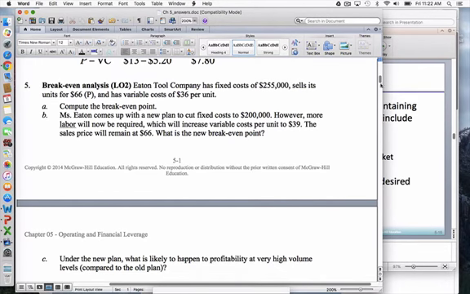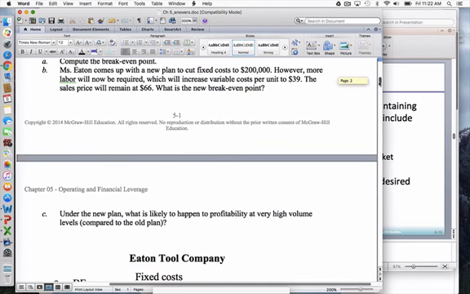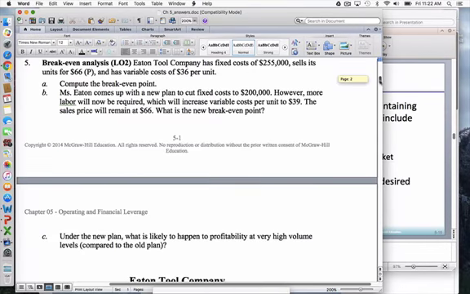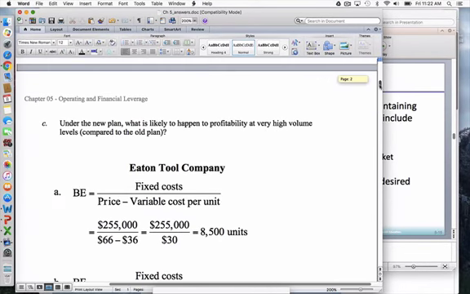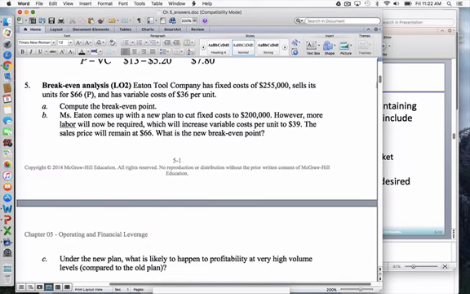Compute a break-even point. That's just the calculation. Fixed cost, 255,000, divided by price minus variable cost per unit, which is contribution margin. So I'm going to end up with 8,500 units to produce. Everything above 8,500 is going to give me a profit, everything below a loss. That's the interpretation. And of course, I want to be above.